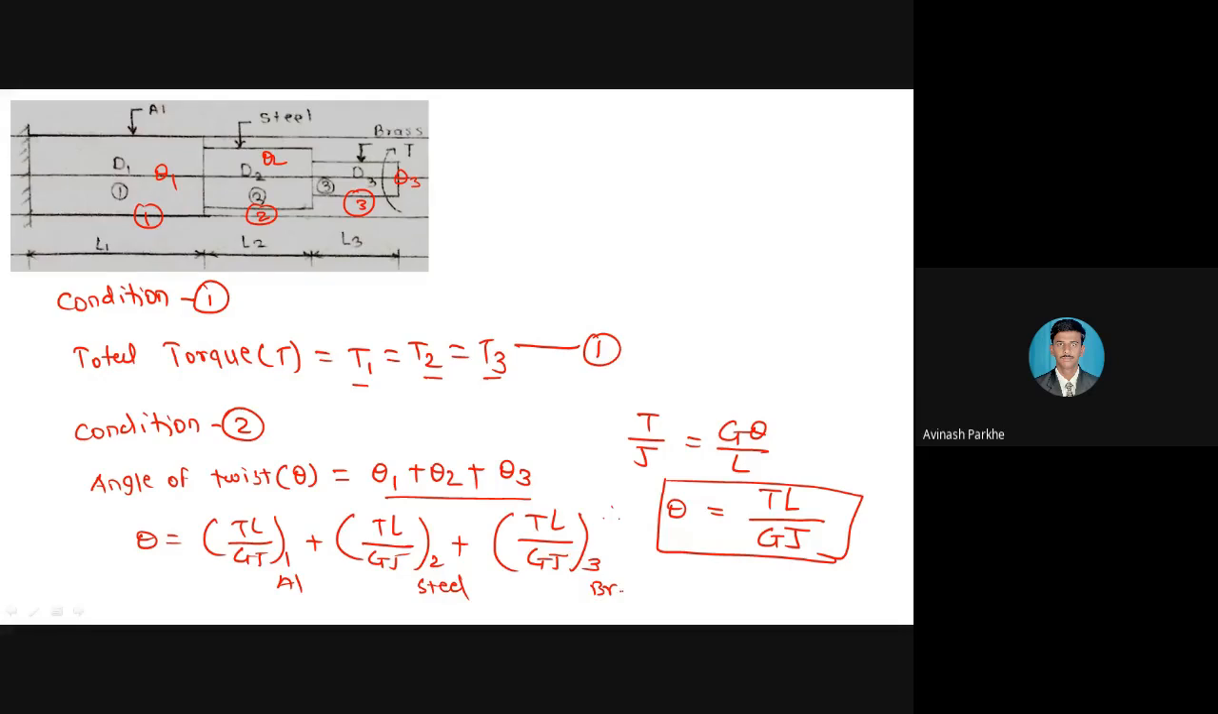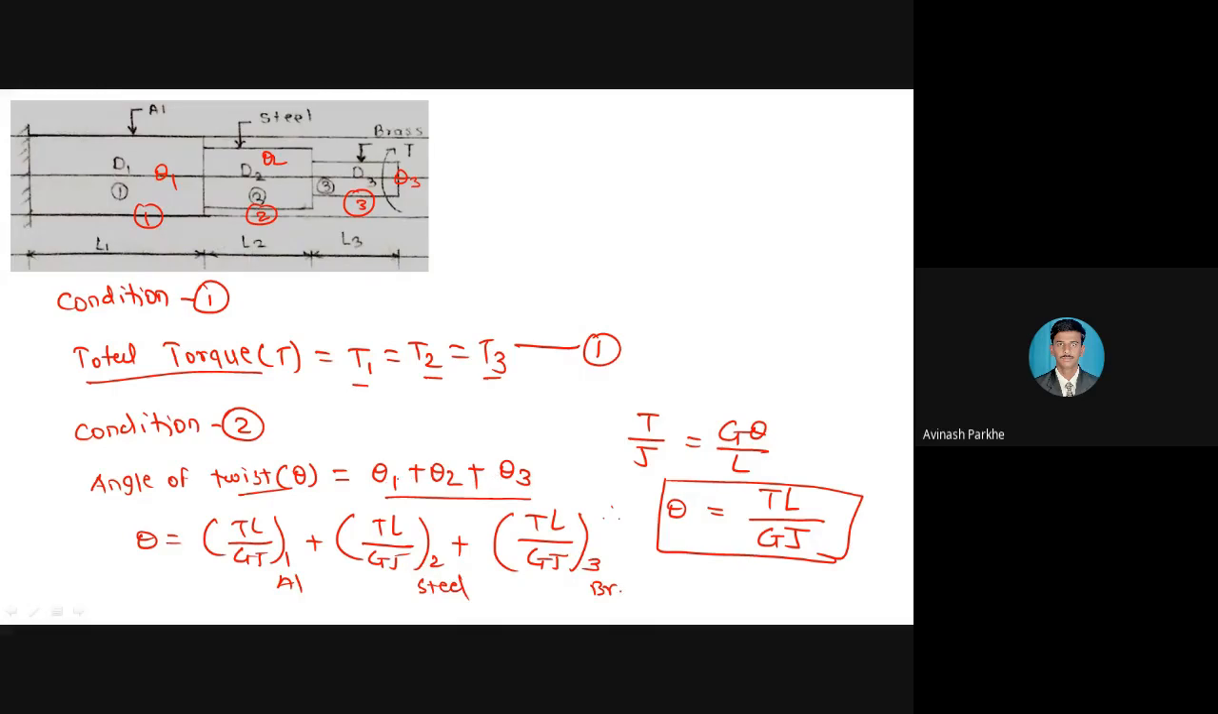Condition number 1 indicates that the total torque applied on that particular shaft is equal to T1 is equal to T2 is equal to T3. The torque is applied at the free end of shaft 1, but shaft number 2 and 3 are connected to each other. Similarly, shaft number 1 and 2 are also connected to each other. Therefore, whatever the torque is applied at the free end, the same torque we have to consider for shaft number 1, shaft number 2 and shaft number 3. But due to the same torque, the angle of twist will not remain the same. Therefore, the total angle of twist is equal to theta 1 plus theta 2 plus theta 3.